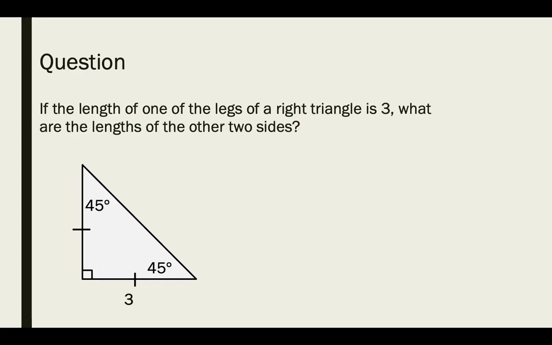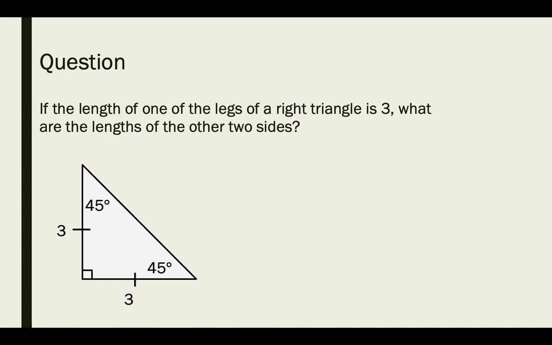All right, one more question. If the length of one of the sides of a right triangle is 3, what are the lengths of the other two sides? So one of these sides is very easy to find out. It's an isosceles triangle, so it has two equal sides. Those legs are equal. So one of the sides is going to be 3. How do we figure out the hypotenuse?